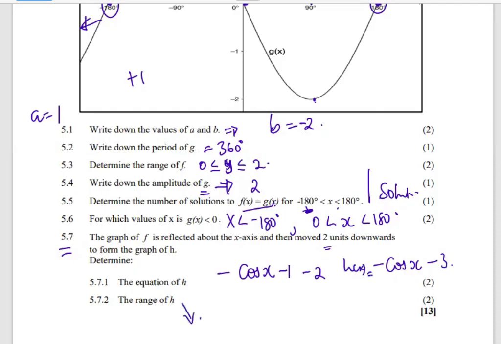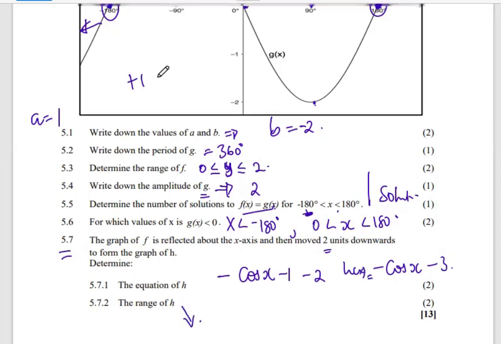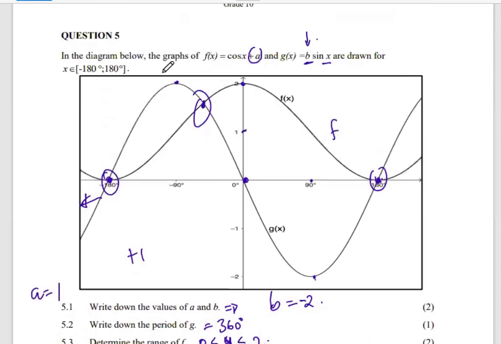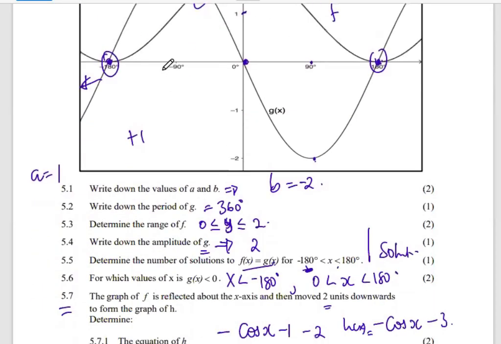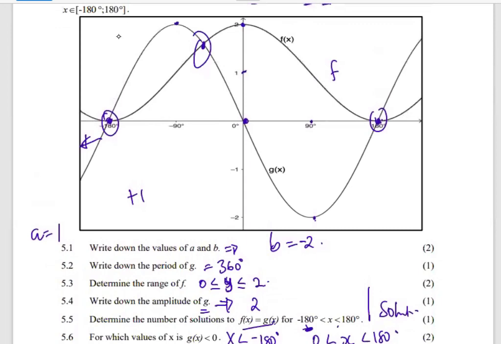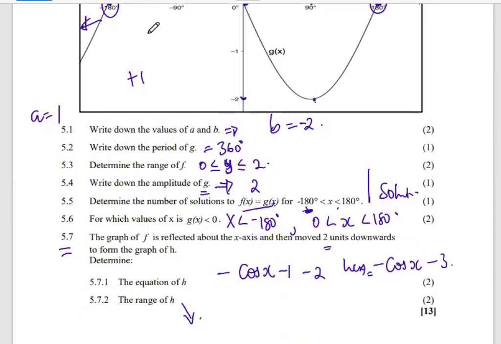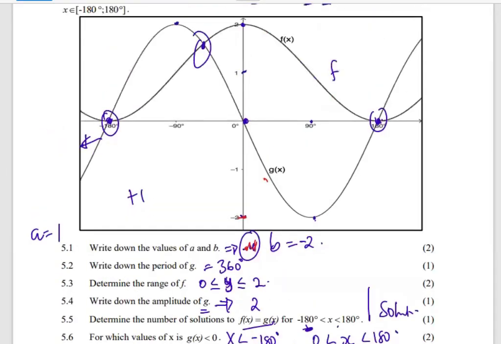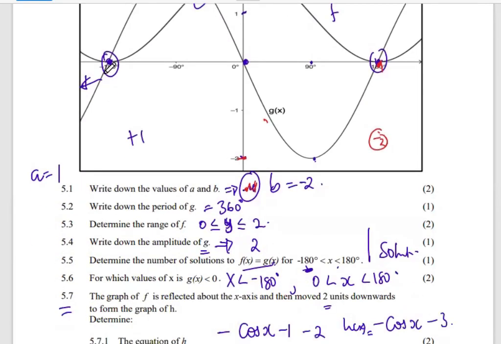And then they want us to get the range. So if it's -3, where is the graph going to be? Because after the reflection, it should be somewhere here. You move it 2 units downwards, it's going to end at -4. That graph will reach a -4 value. And then this one that was supposed to be at a 0, you move it 2 units downwards, it's going to be a -2, meaning that we have -2 and -4.